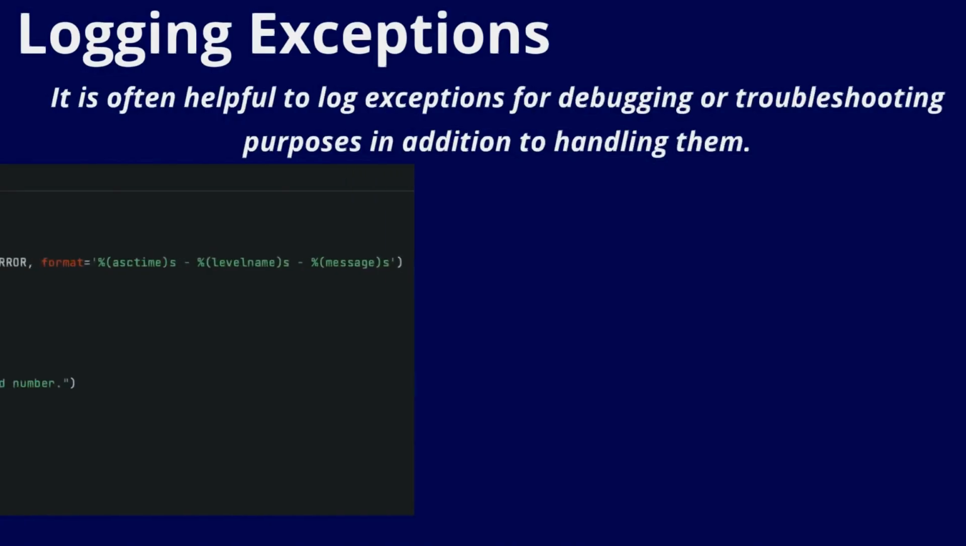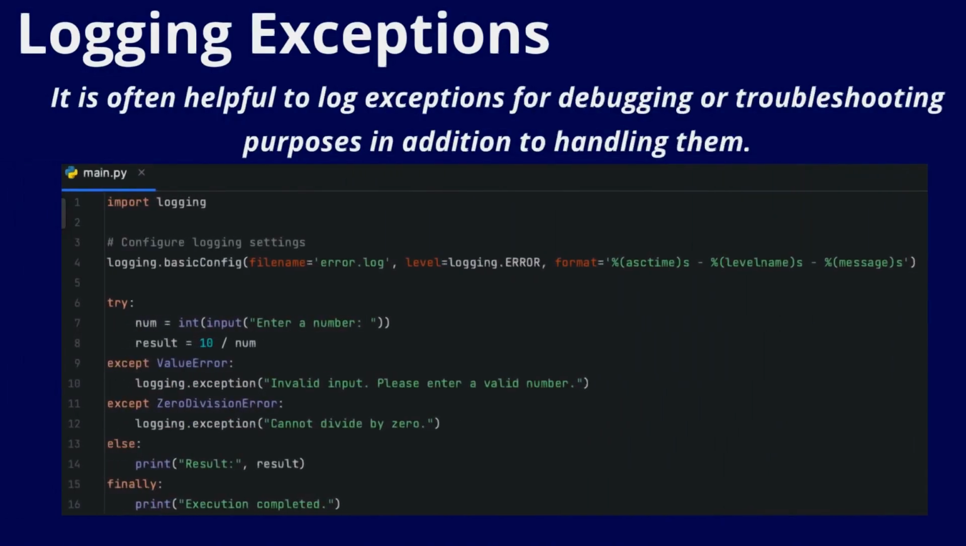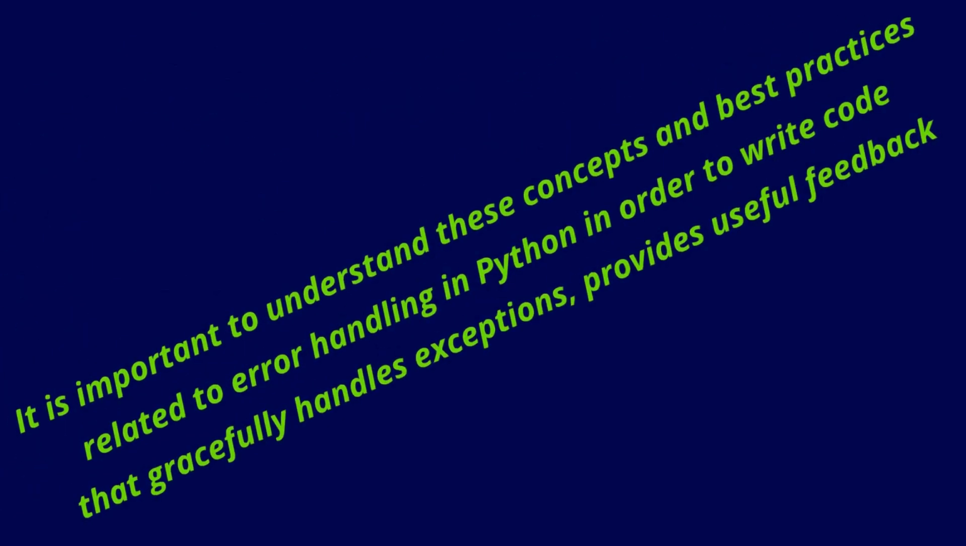Number 9, logging exceptions. It is often helpful to log exceptions for debugging or troubleshooting purposes, in addition to handling them. Python's logging module provides powerful logging capabilities that allow you to record exception information and other relevant details. To summarize, it is important to understand these concepts and best practices related to error handling in Python in order to write code that gracefully handles exceptions, provides useful feedback, and improves application reliability.